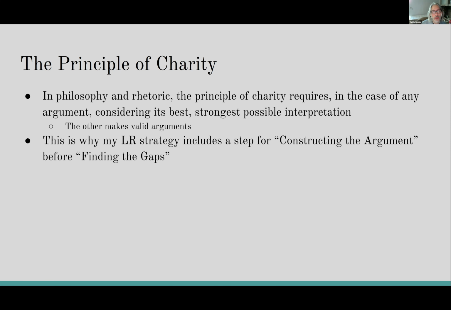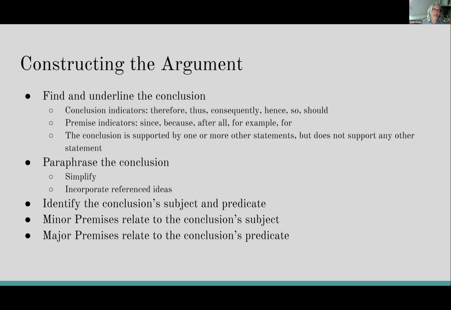So for me, starting to employ the principle of charity, it not only helps me on the hardest questions, which I talked to you guys about yesterday, the ones that have two correct answers or no good answers. Not only does the principle of charity help me on those, but it helps me even on the straightforward questions because it helps me to construct the best version of the argument very quickly. And then I can really hone in on the gaps without going back and rethinking the logic over and over again. All right, so here's what I mean by constructing the argument.